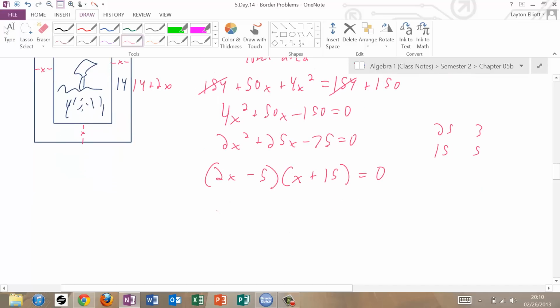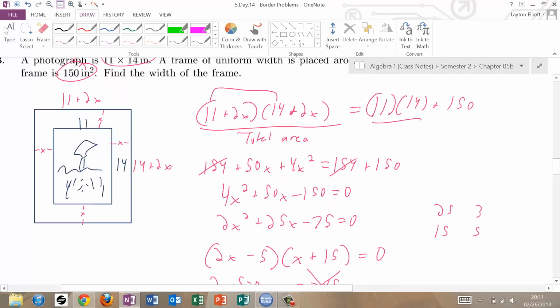Okay, so I have x is equal to, well, let me do steps. 2x minus 5 equals 0. 2x is equal to 5. x is equal to 5 halves. Which, since we're talking about dimensions of something, I'm going to write as 2.5. I know, it's okay this time because this is actually a life example. Then x is equal to negative 15, which is out because it's a negative number. So x is equal to 2.5.